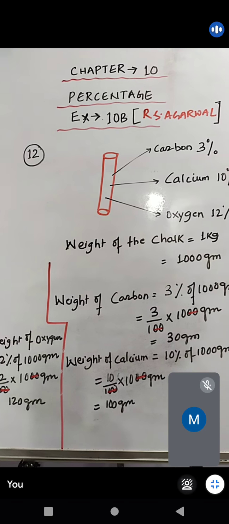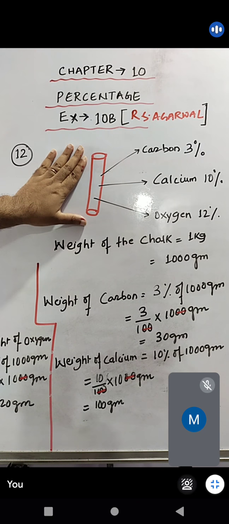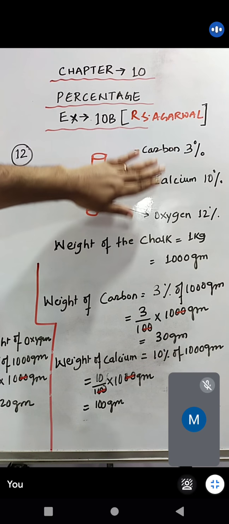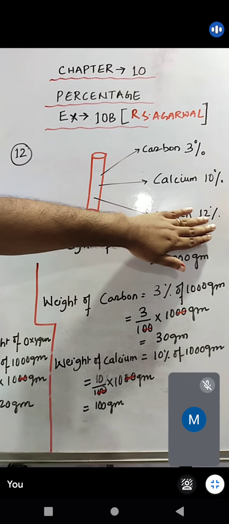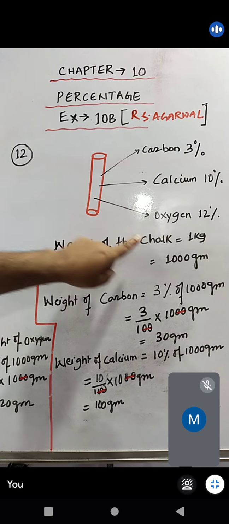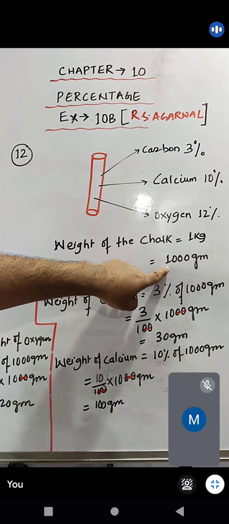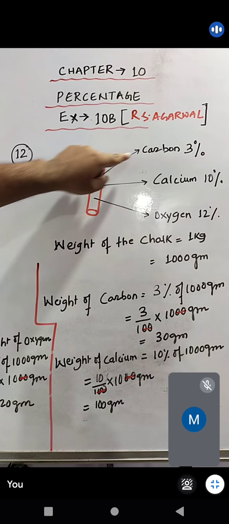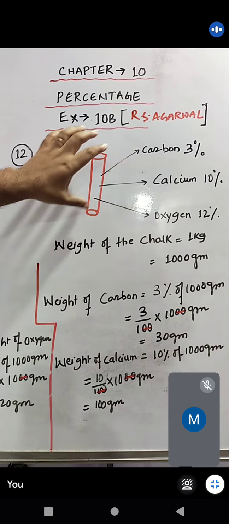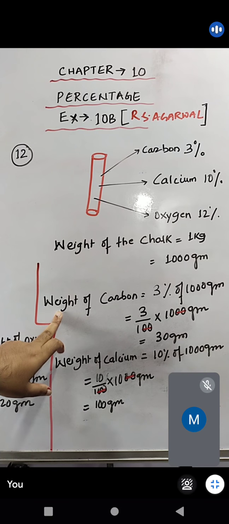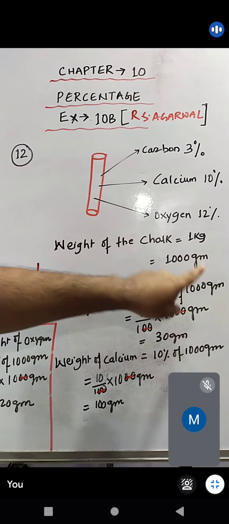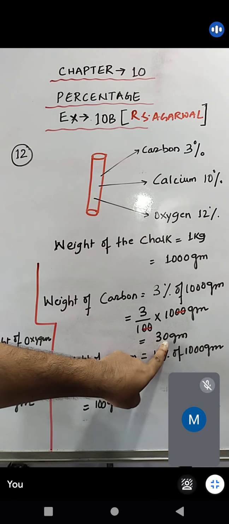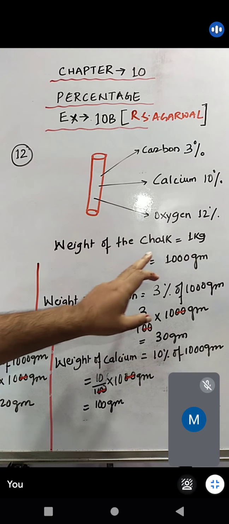So again, I just want to recap what we have done. In the chalk, we have 3 elements present according to the question. Carbon is 3%, calcium is 10%, and oxygen is 12%. The total weight of the chalk is 1 kg, which we have converted into 1000 gram, because 1 kg is equal to 1000 gram. Now we had to find the weight of carbon, calcium, and oxygen in the chalk. The weight of carbon is 3% of 1000 gram, and after calculation it is 30 gram.